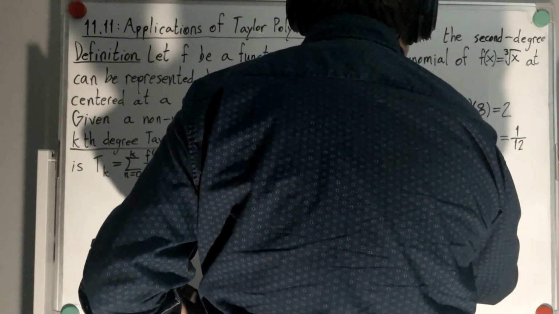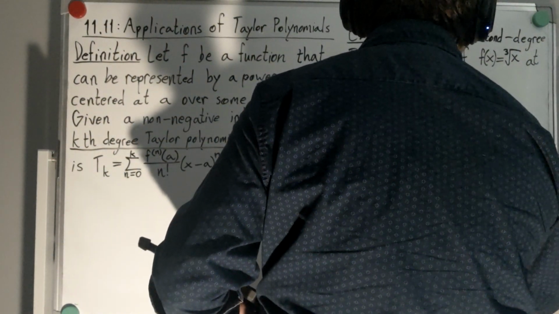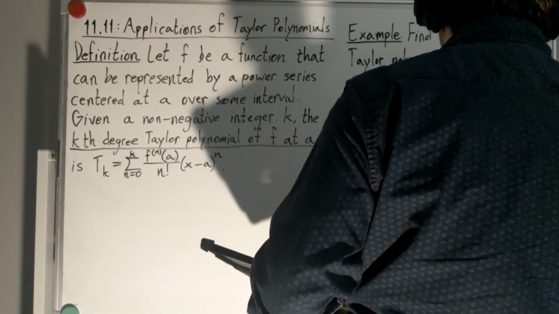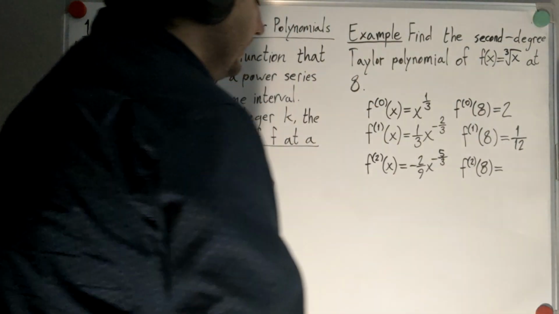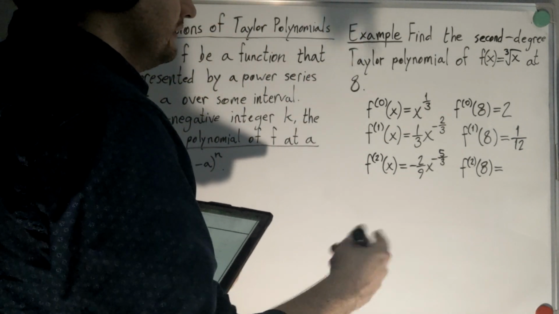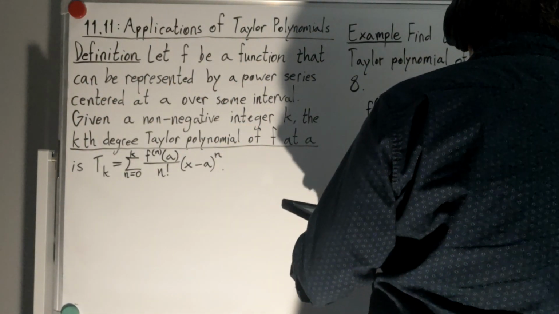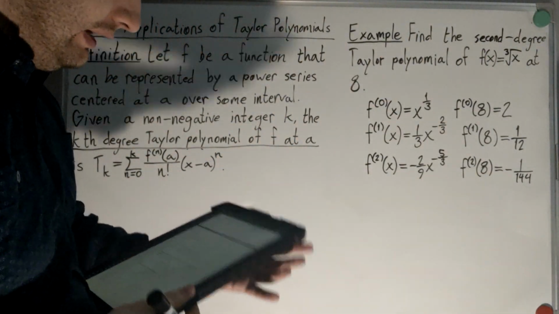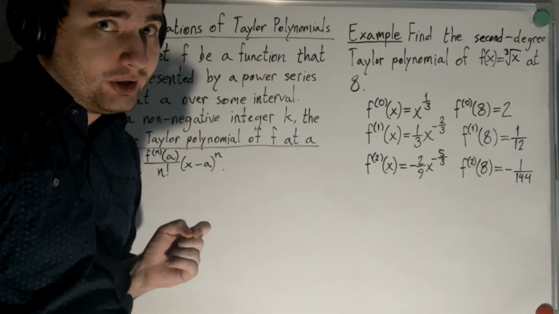And then the second derivative, that's going to be negative 2/9 x to the negative 5/3. You evaluate that at 8. And what you get there is, well, I did it in my notes. Negative 1/144. Okay? And that's all we need. I mean, it's not enough to construct a Taylor series, but we don't need the Taylor series. We just need the second degree Taylor polynomial.